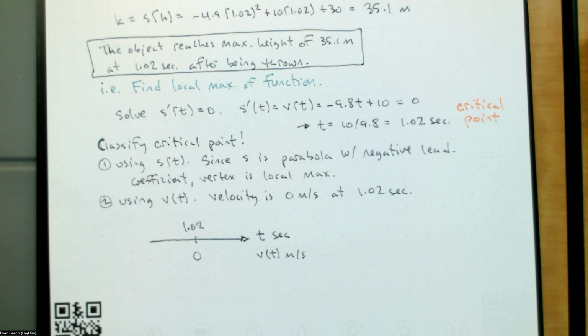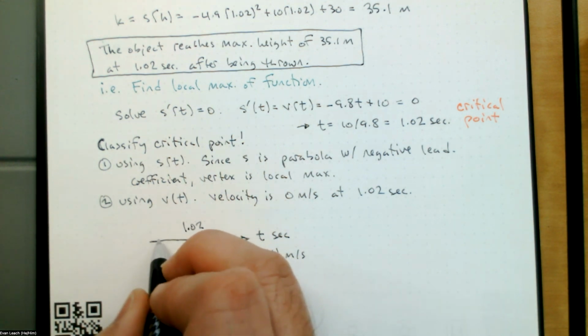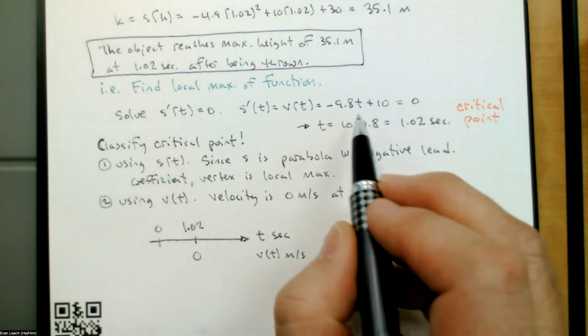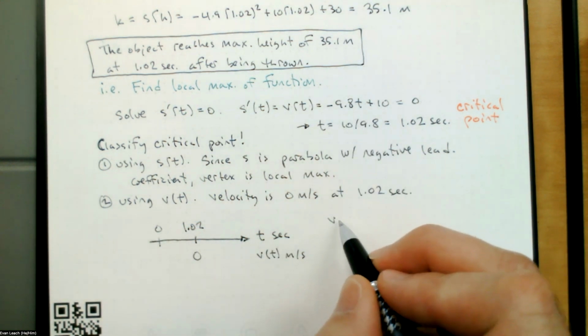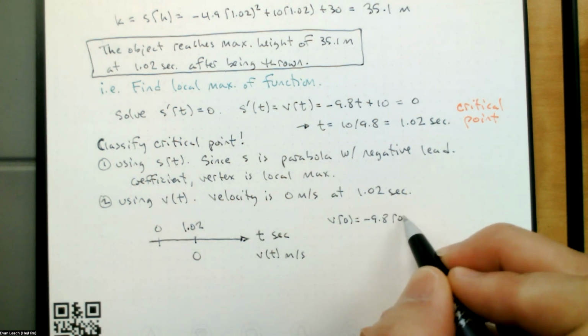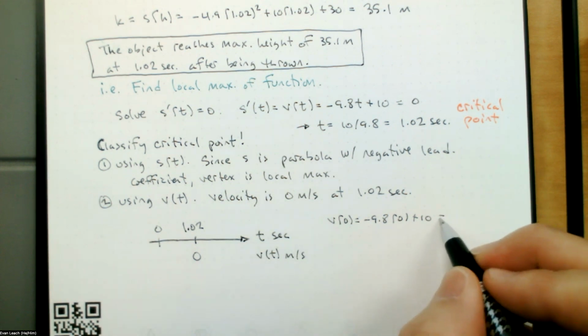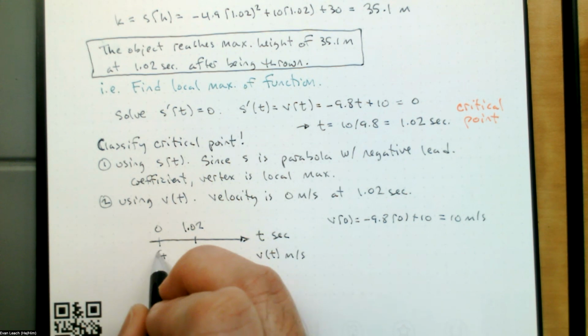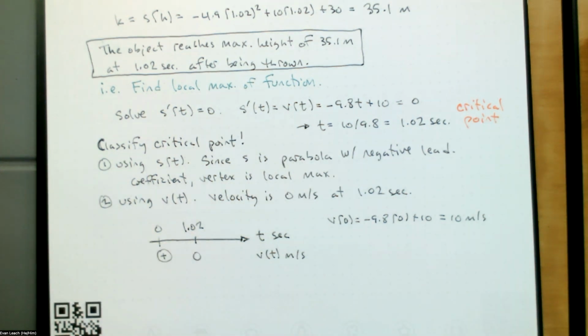So now we can pick a value before 1.02 and see what sign the velocity is. So 0 is fun to plug in. When we plug in 0, V of 0 is negative 9.8 times 0 plus 10, which is 10 meters per second. More importantly, the velocity is positive. The object is going up.